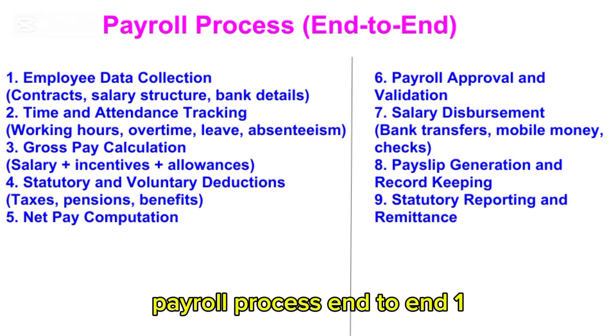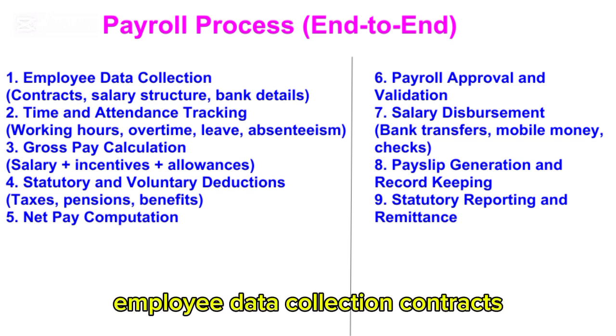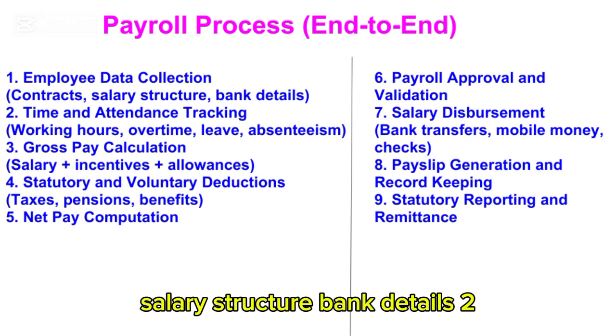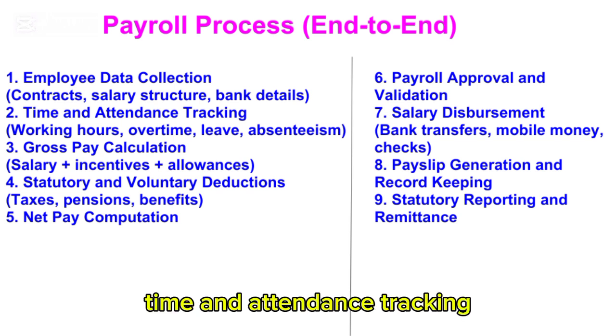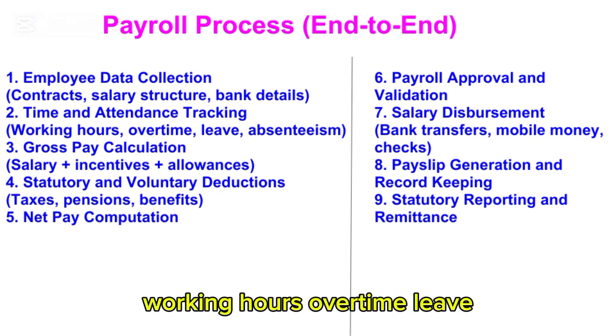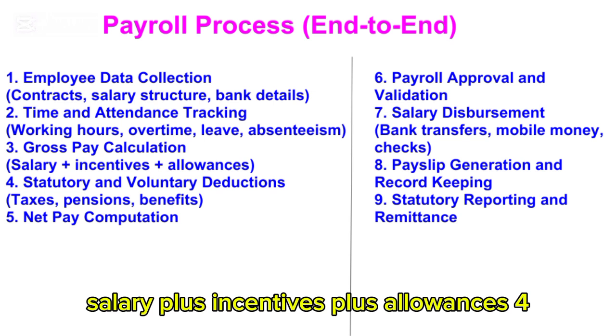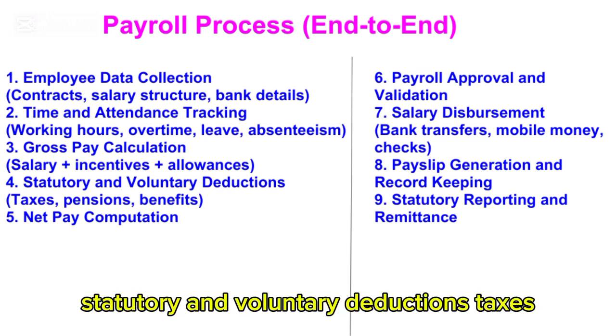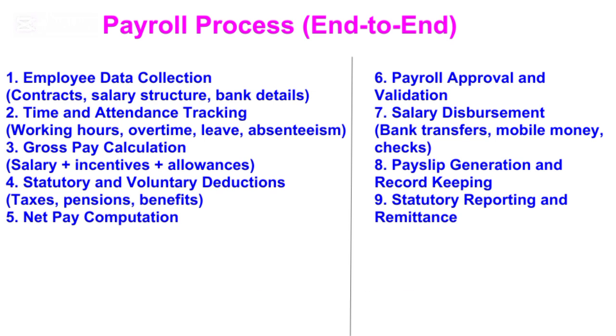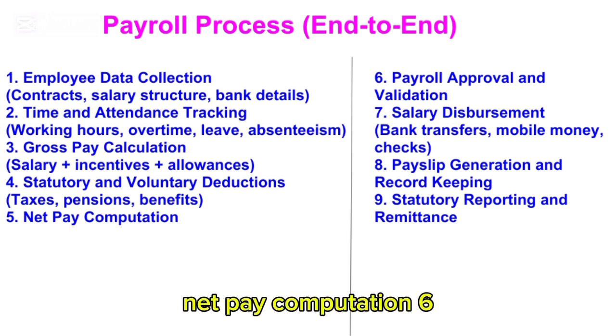Payroll process, end-to-end. 1. Employee data collection: contracts, salary structure, bank details. 2. Time and attendance tracking: working hours, overtime, leave, absenteeism. 3. Gross pay calculation: salary plus incentives plus allowances. 4. Statutory and voluntary deductions: taxes, pensions, benefits. 5. Net pay computation.